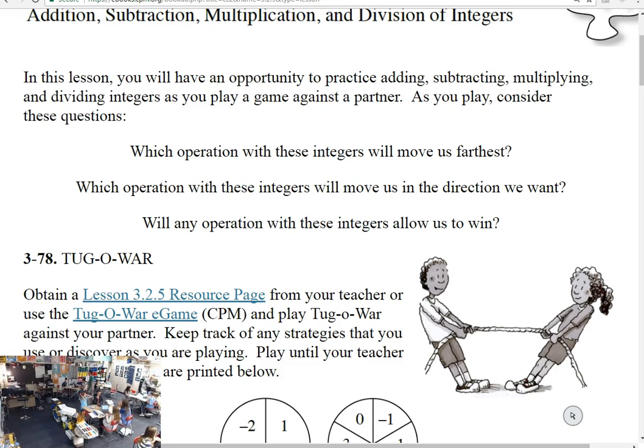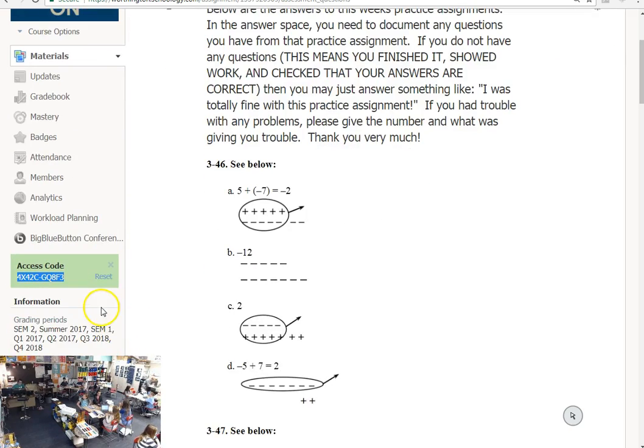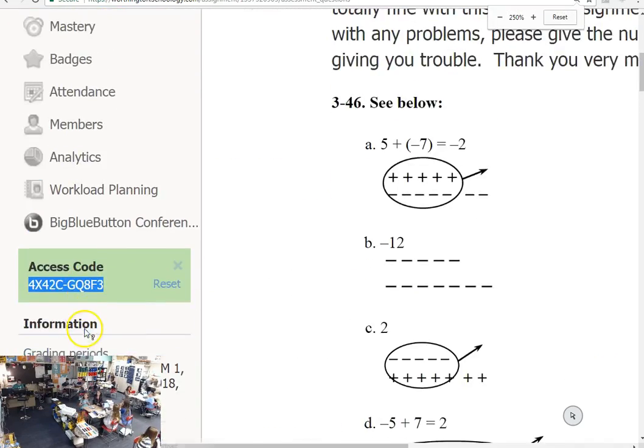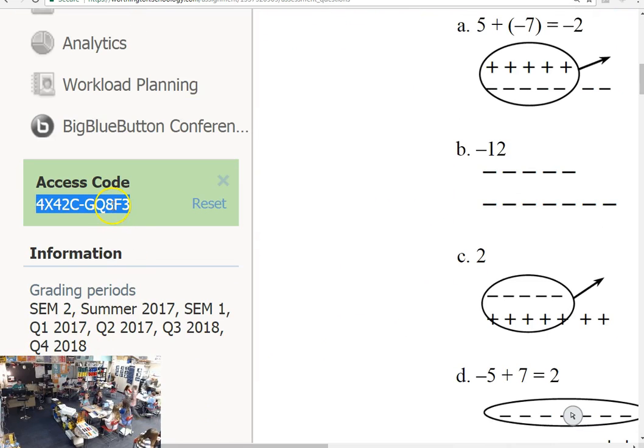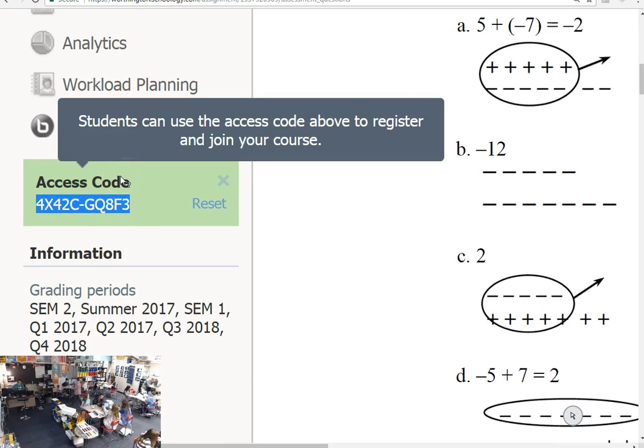My access code to Schoology, if for some reason you're not part of the Schoology page yet, is right here. If you need to register for the class, please use that code right there.